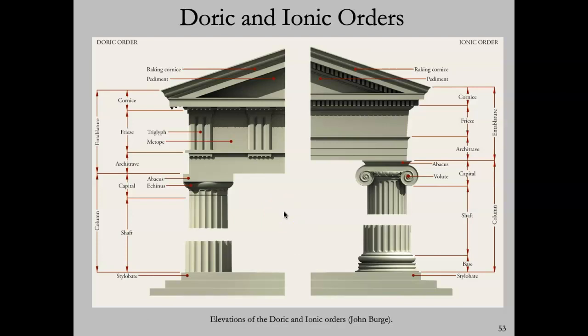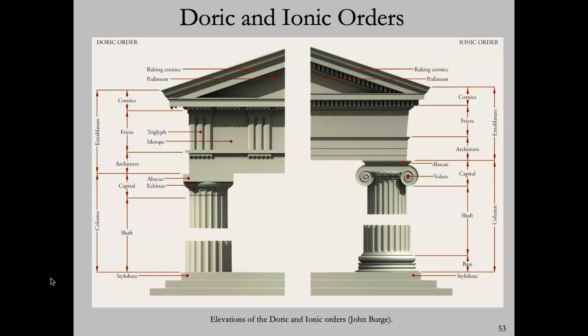Another thing that differentiates the two is you'll notice that the Doric order column goes straight into the platform on which it rests. So it has no base, it has no foot. You'll notice that the Ionic column does have a bit of a base. So there is a transition from the platform, which is called a stylobate, to the column. There is no such transition on the Doric order.